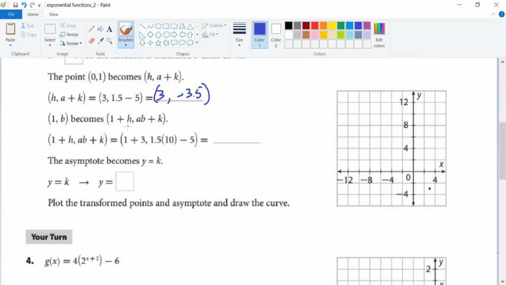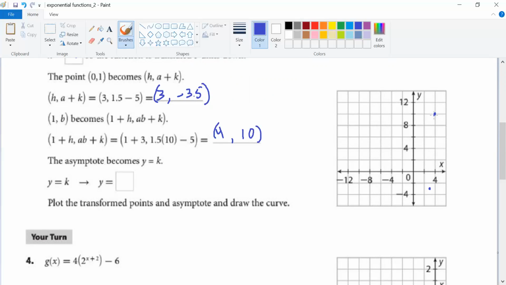(1, b) becomes 1 plus the h value, and then a times b plus k becomes the y value. So 1 plus 3 is 4. And then 1.5 times 10 is 15, minus 5. What's 15 minus 5? That would be 10. So (4, 10) would be another critical value. Here's 4. Here's 10. That's a very, very sharp increase because it's exponentially going up by tens.